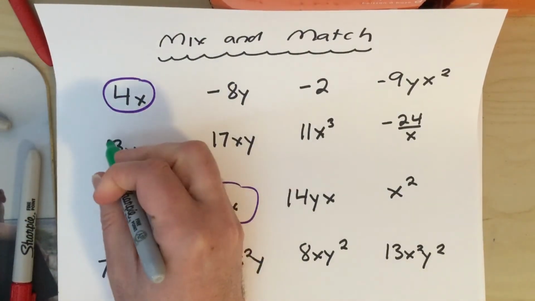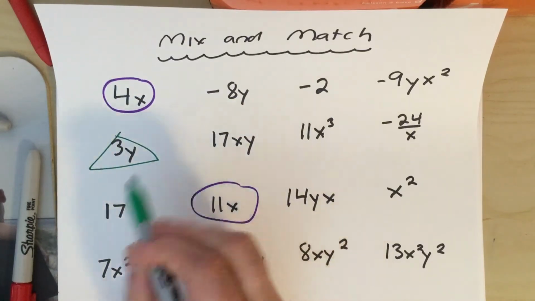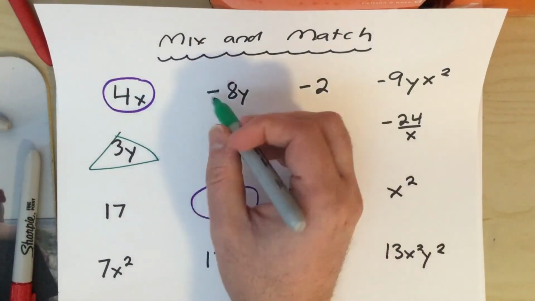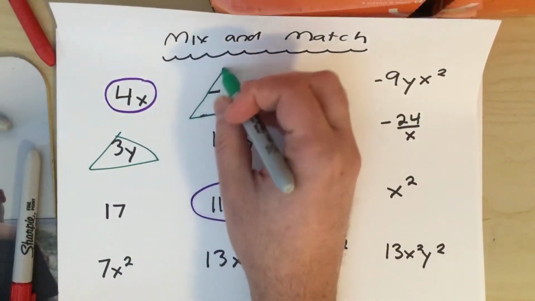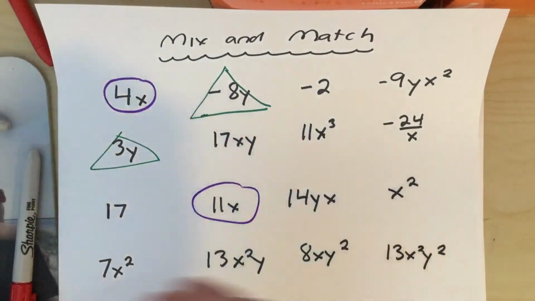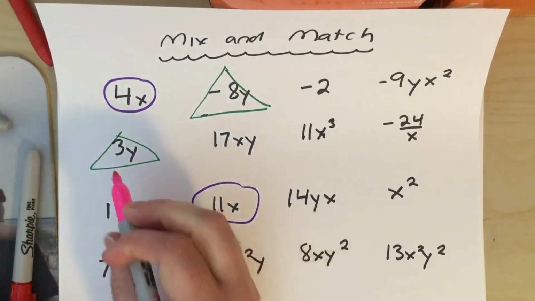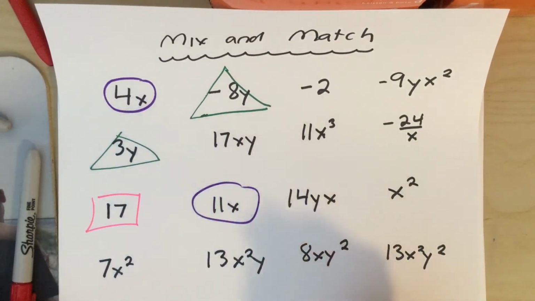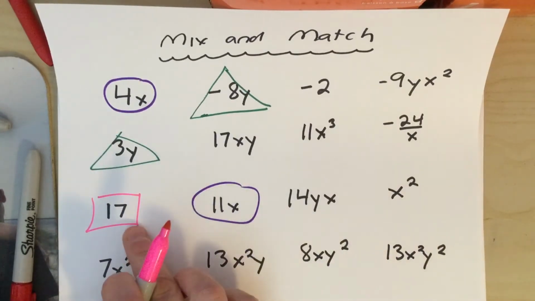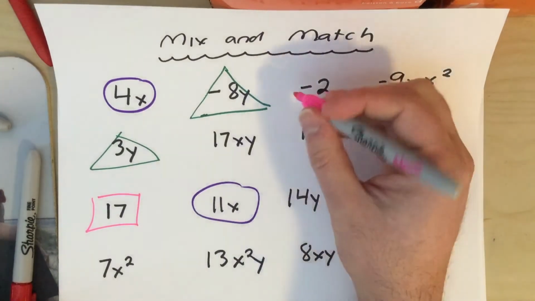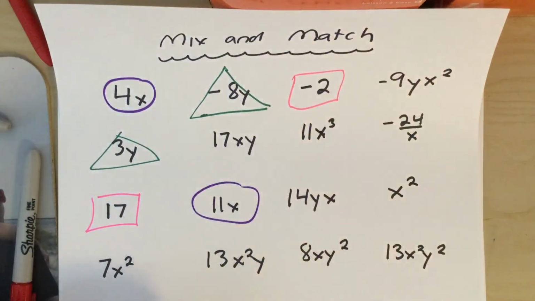3y. Minus 8y. The fact that it's plus or minus doesn't really change anything. So 3y and negative 8y are still like terms. 17. This has no variables, so this is actually a like term with something that also has no variables, which in this case will be this one over here.